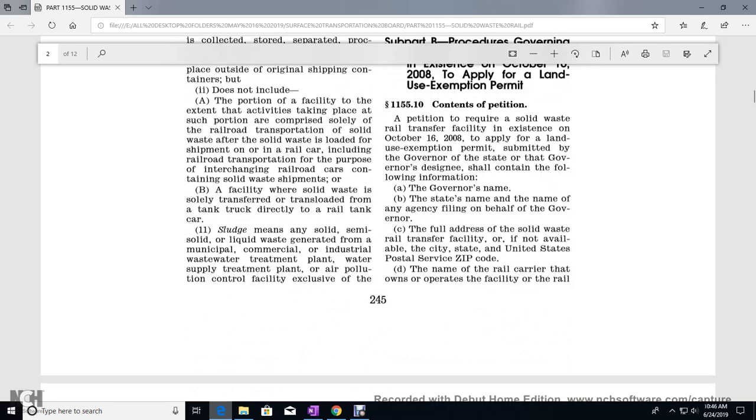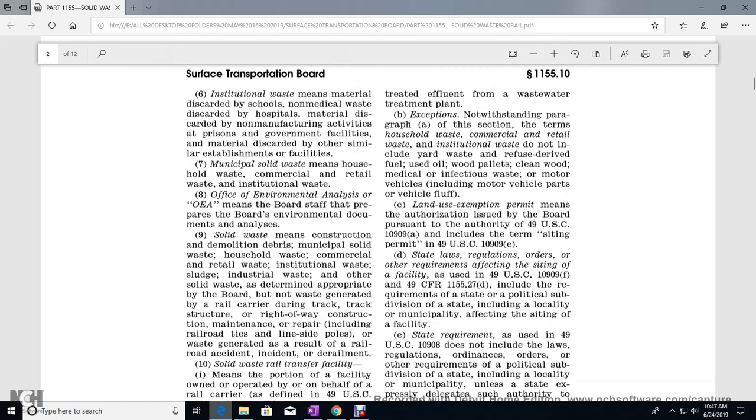Sludge means any solid, semi-solid, or liquid waste generated from a municipal, commercial, or industrial wastewater treatment plant, water supply treatment plant, or air pollution control facility, exclusive of the treated effluent from a wastewater treatment plant. The exemption: notwithstanding paragraph A of this section, the terms household waste, commercial and retail waste, and institutional waste do not include yard waste, refuse-derived fuel, used oil, wood pallets, clean wood, medical infectious waste, and motor vehicles, including motor vehicle parts and vehicle fluff.